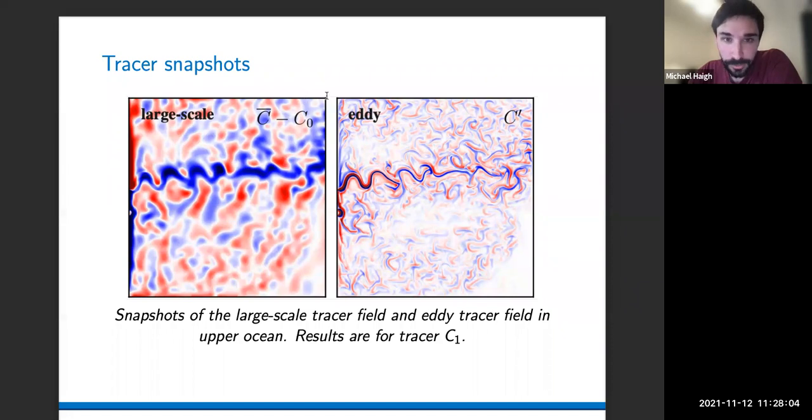I'd just like to point out that large scale features do certainly develop in the tracer field, and these are significantly forced by the eddy tracer flux. The eddy field of the tracer contains, much like the PV anomaly, lots of sharp gradients, lots of filaments, lots of vortices, and lots of complicated swirling patterns.